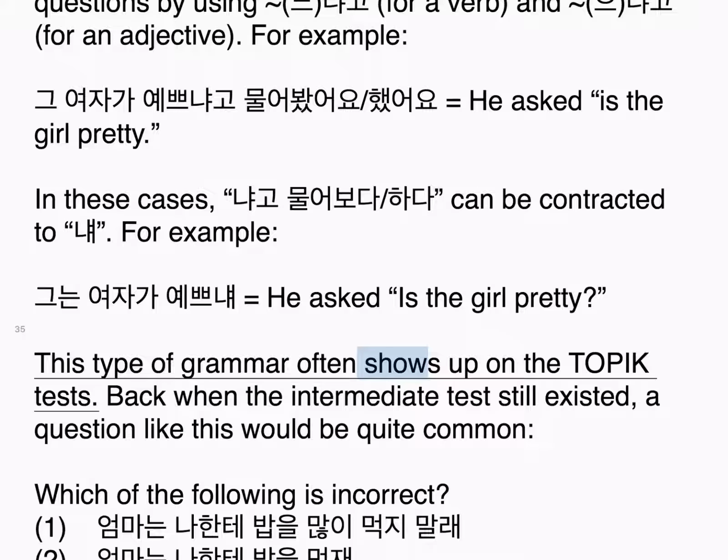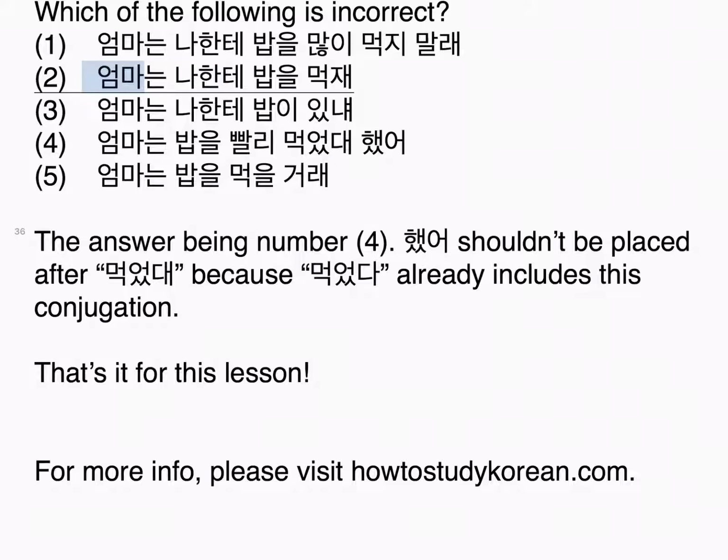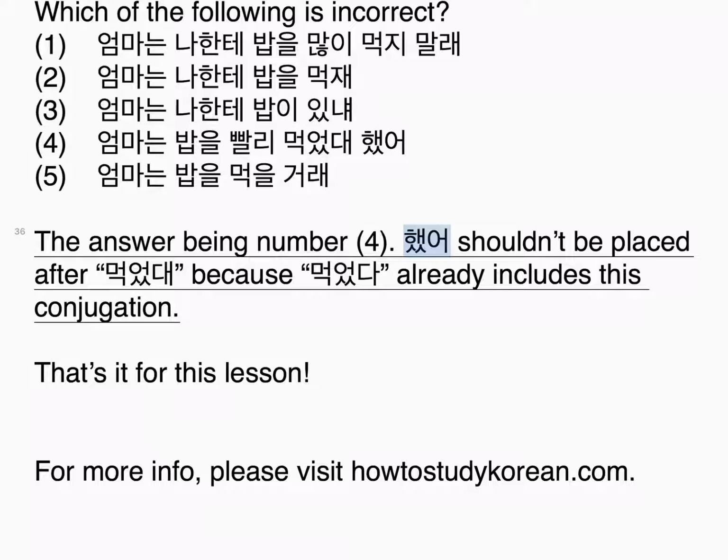This type of grammar often shows up on the topic tests. Back when the intermediate test still existed, a question like this would be quite common. Which of the following is incorrect? 1. 엄마는 나한테 밥을 많이 먹지 말래. 2. 엄마는 나한테 밥을 먹재. 3. 엄마는 나한테 밥이 있네. 4. 엄마는 밥을 빨리 먹었대 했어. 5. 엄마는 밥을 먹을 거래. The answer being number 4. 했어 shouldn't be placed after 먹었대 because 먹었대 already includes this conjugation.